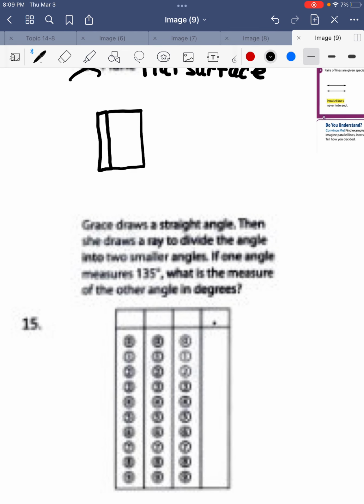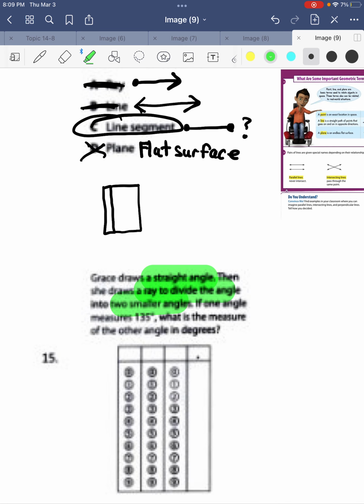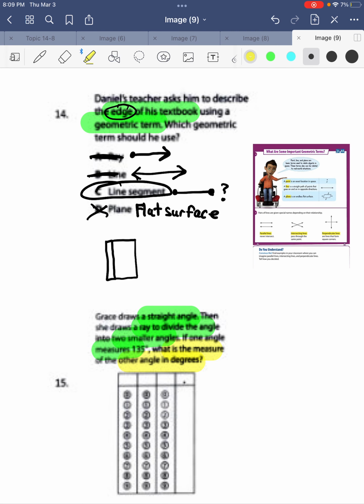Number 15 says Grace draws a straight angle. Then she draws a ray to divide the angle into smaller angles. If one angle measures 135, what is the measure of the other angle in degrees? They're not giving us a picture. When you get a problem like this, please don't just say, I'm so smart, I can do it in my head. I know you guys are smart, but even I have to write this down.